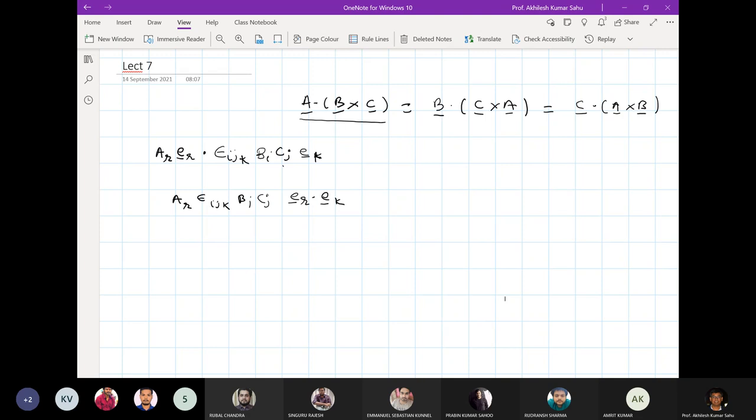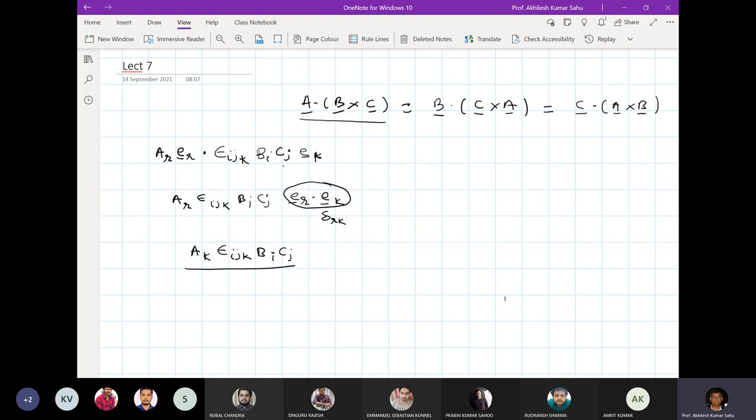Then after this, you have to rearrange it. So this will be delta RK, and then I have to drop delta RK and replace either K by R or R by K. Right, so let's say I'm replacing R by K, so it will be AK epsilon IJK BI CJ. So this is my expression, right? Final simplified one. Okay, now how to get back?